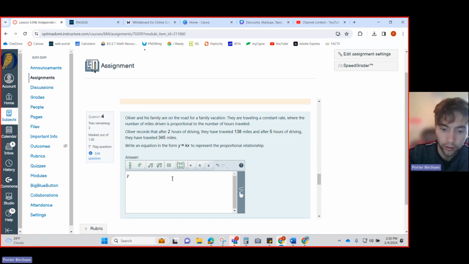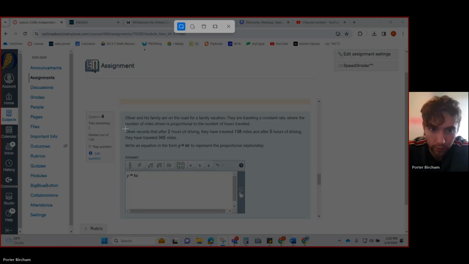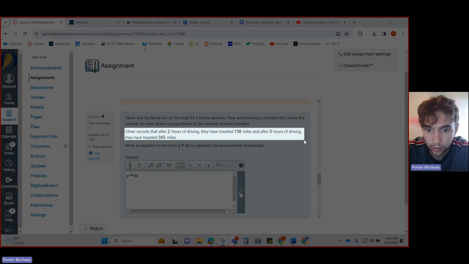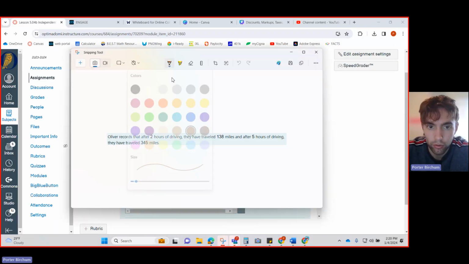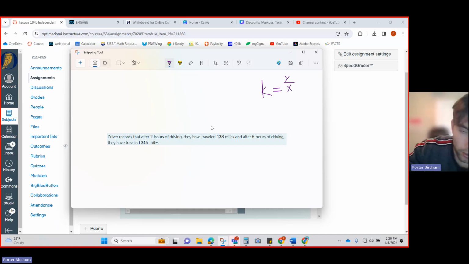I need to record my answer in equation form, so it's going to look like this, but I will replace k with whatever I find out k to be. Take a screenshot of this and get drawing. To find k, I need to do y divided by x. Now, this description's a little tougher than some of the tables because it doesn't directly tell us what y is or what x is. Lucky for us, there's a way we can find out what x and y are.